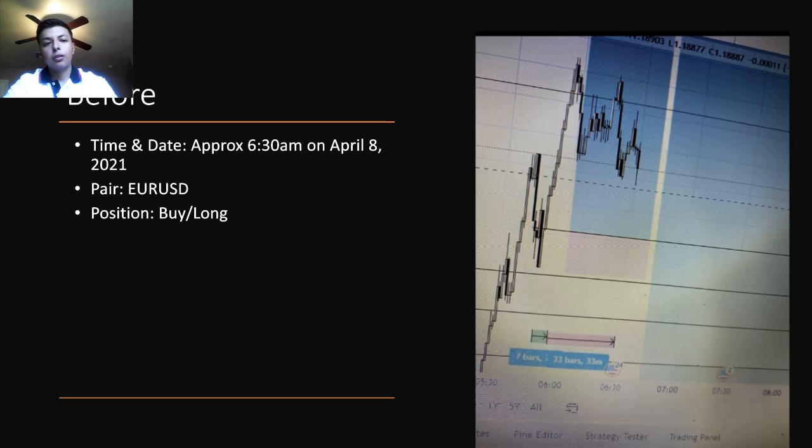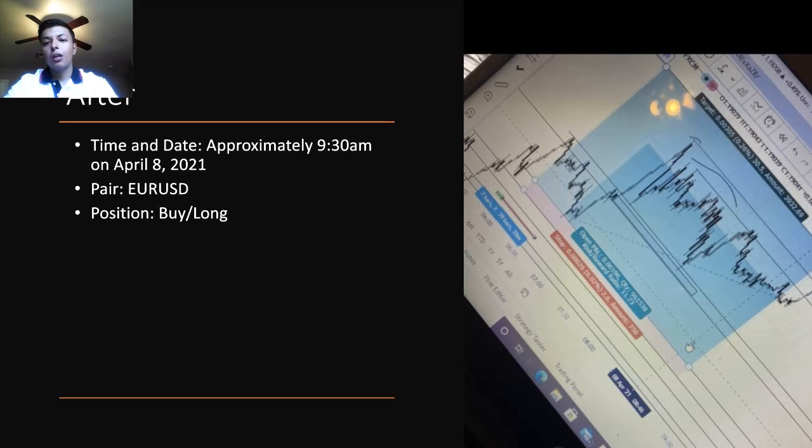So this is my trade. Before, it was approximately 6:30 in the morning on April 8th, 2021. The pair was EUR/USD, and I was trying to buy where you see the sponsored candle and inefficiency aligning. So this is actually a textbook trade that I decided to execute. My profit target hit around 9:30 a.m. of the same day, so it took around 3 hours. This is EUR/USD, and my buy was successful.